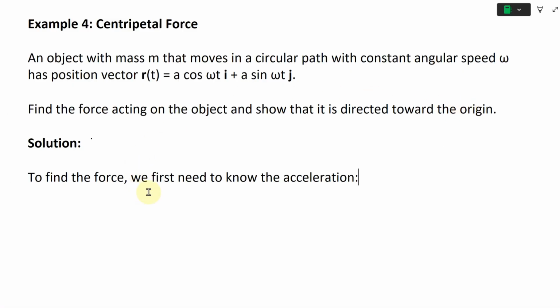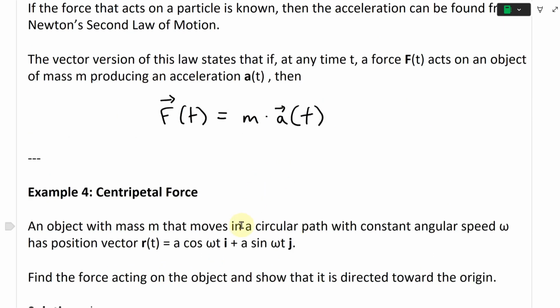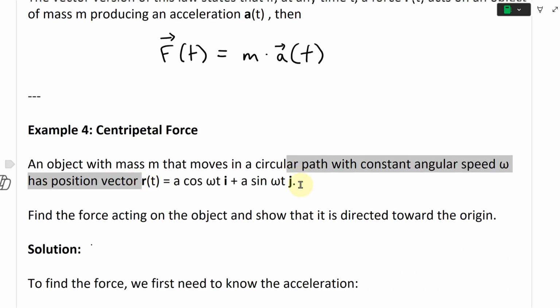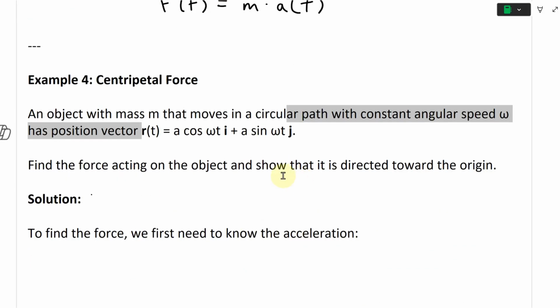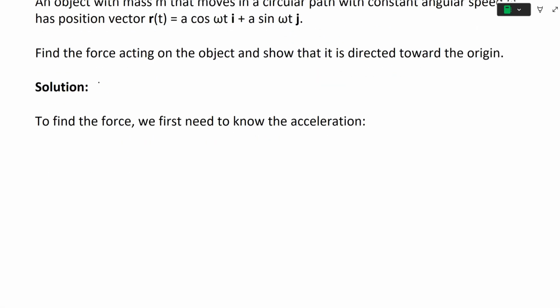Alright, to find the force, we first need to know the acceleration, because remember, F equals ma is the force acting on the object. So you have the object with mass m moving along this position vector, and we need to find the acceleration of this position vector. The first thing to do is to find the velocity.